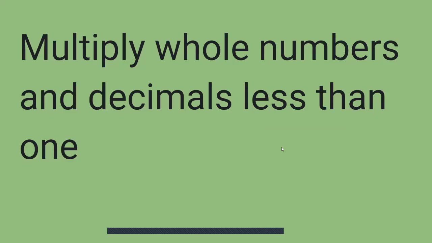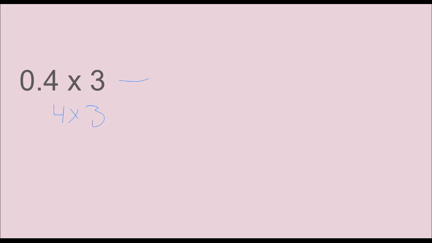Quick review on multiplying whole numbers and decimals less than 1. Basically, you're going to pretend that you're doing 4 times 3, and then you're going to move the decimal the number of decimal spots there are. So 4 times 3 is 12, and there's 1 decimal spot, so we move the decimal over 1 spot, making it 1 and 2/10. Also remember that 4/10 times 3 means 3 groups of 4/10. It's like having 3 groups of 40 cents.